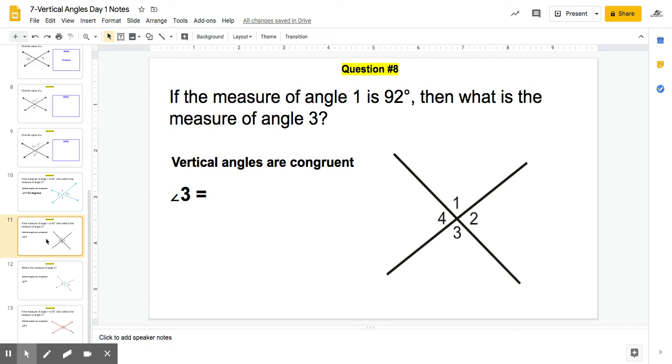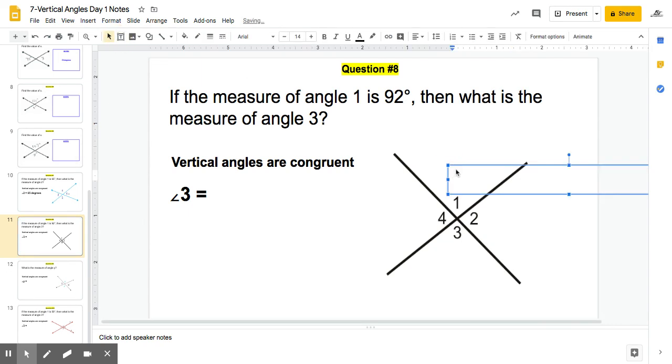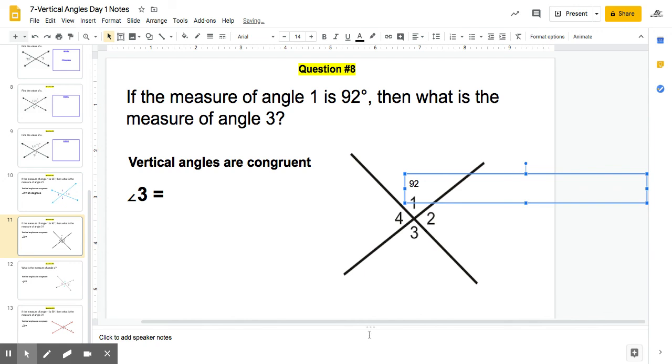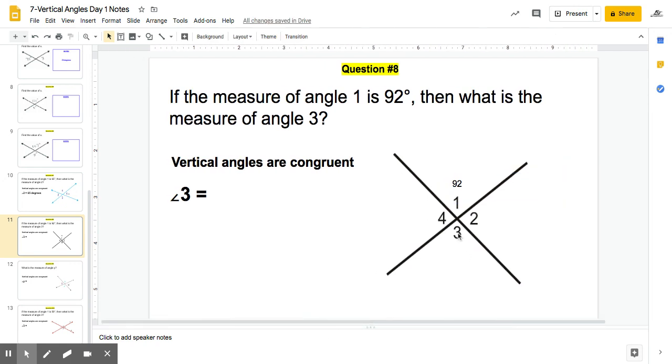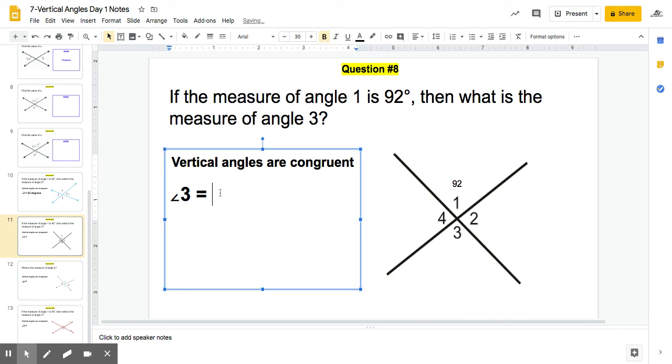All right, number 8. If the measure of angle 1 is 92 degrees, then what is the measure of angle 3? Well, I'm telling you angle 1 here has to equal 92 degrees. If we notice, angle 3 is angle 1's vertical angle because they are across from each other, which means they are also equal to each other. So angle 3 must also equal 92 degrees as well.